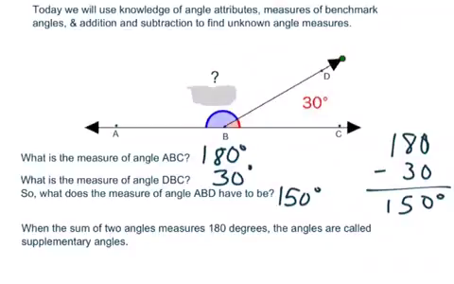Something you should make sure you know is that when two angles together have a measure of 180 degrees, the angles are called supplementary angles. Make sure you know what that term means. It might come back around. So when the sum of two angles measures 180 degrees, they're called supplementary angles. When you have all that jotted in your notes, come on back.